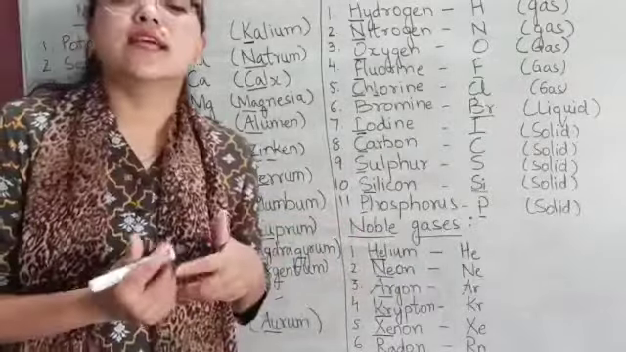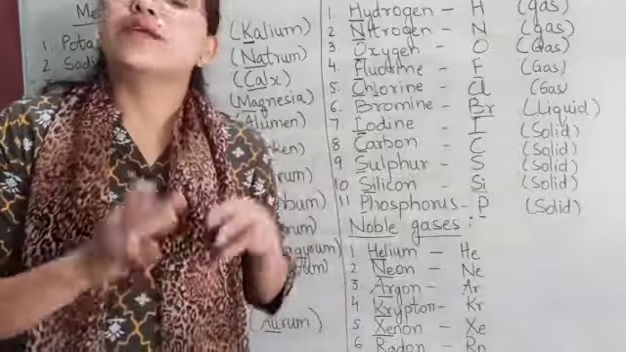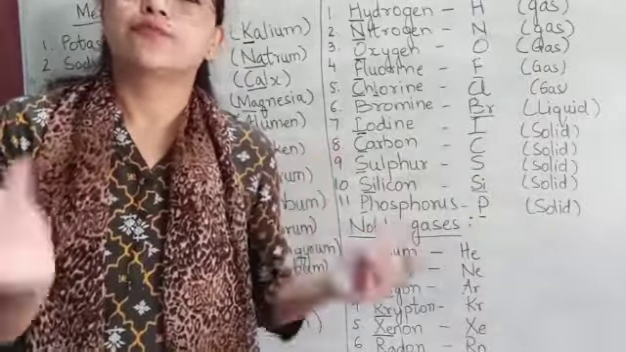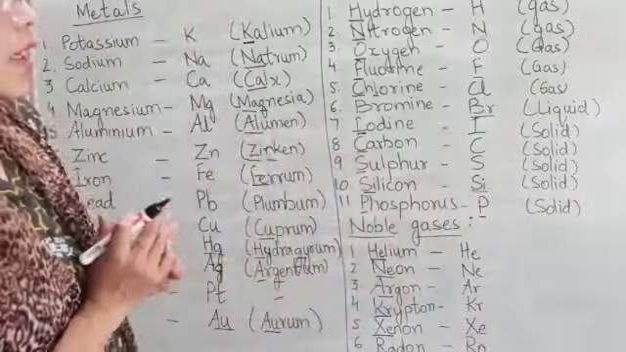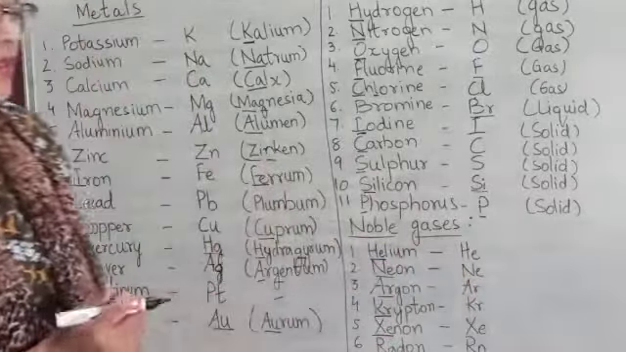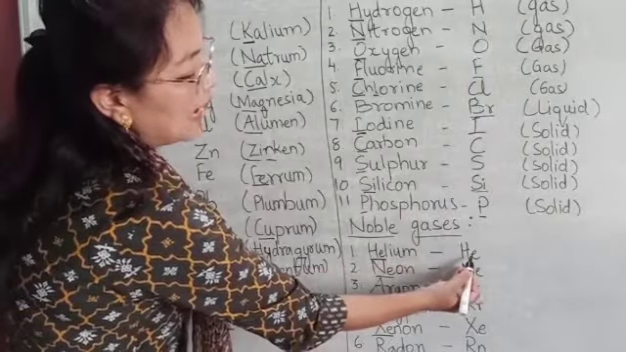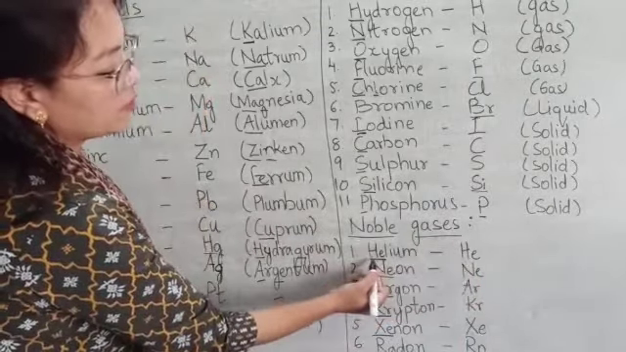Noble gases are inert, unreactive gases that are present in traces in the atmosphere or in air. Now here are the noble gases and their symbols. Let's start here with helium. Its symbol is He. It is derived from the first two letters.